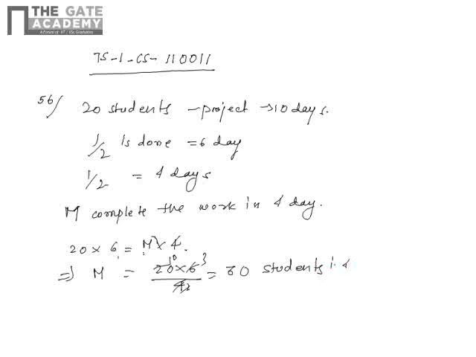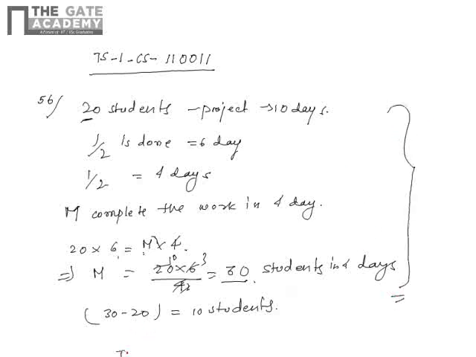So what is the question asking? The additional number of students to complete the project in time. So 30 students are required and 20 students are there, so additional will be 30 minus 20, that is 10 students will be required. This is the normal, basic process for solving this problem. You can use a trick for that.